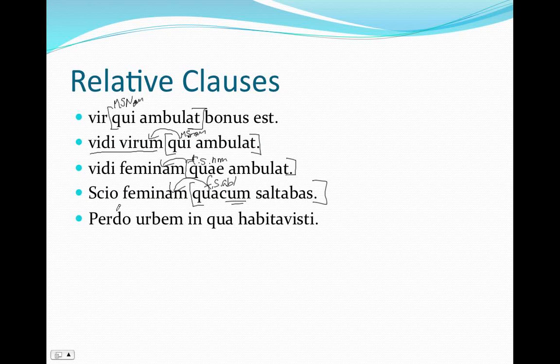And one more, perdo urbem in qua habitavisti. So our relative pronoun there, we could bracket it off here, but let's push it back and include the preposition in qua, ending with a verb. So our main clause, perdo urbem. I am destroying the city. Qua, our antecedent is urbem, it's singular, it's feminine. Here it's ablative, because it's the object of the preposition in. And our verb habitavisti, so I am destroying the city in which you lived. Habitavisti.